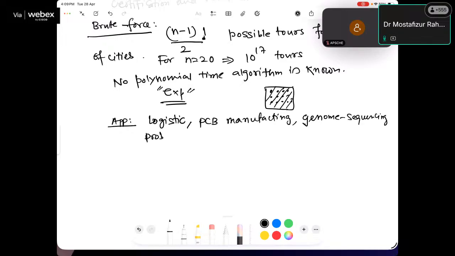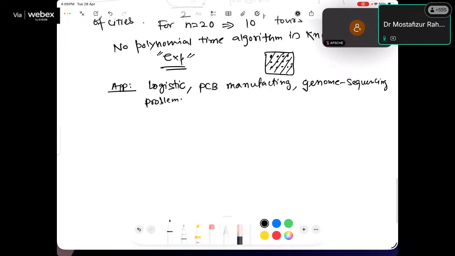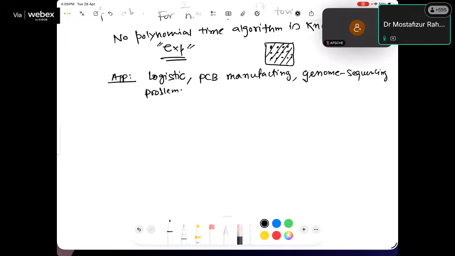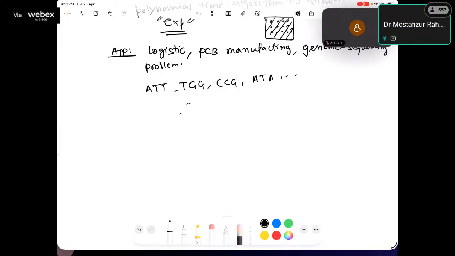Genome sequencing problem. Basically you have various kinds of amino acids, combinations like, for example, ATT, TCG, TGG, or TCG, CGG, or ATA. There are many particular choices of fragments of DNA, right? And you need to connect them as a circle, right?